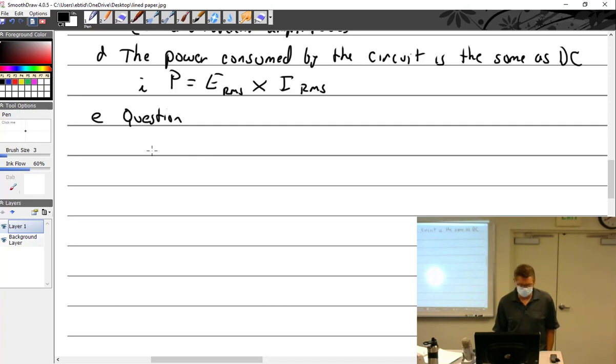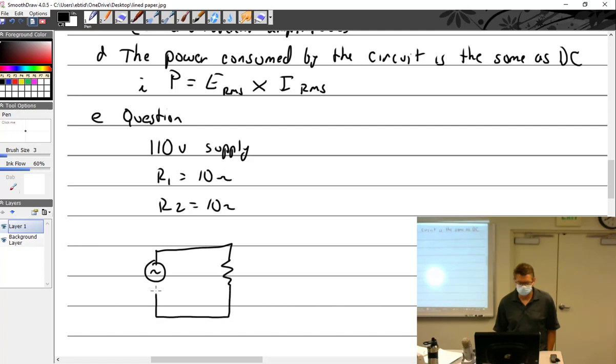All right, solve this. We have a 110 volt supply in a parallel circuit. So we have R1 equals 10 ohms and R2 equals 10 ohms. So that would look like this now. So it's AC, it's parallel. What does it look like?